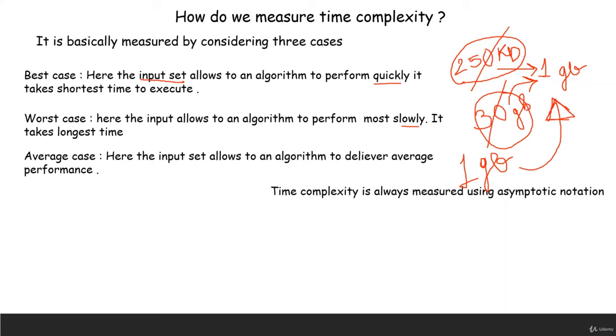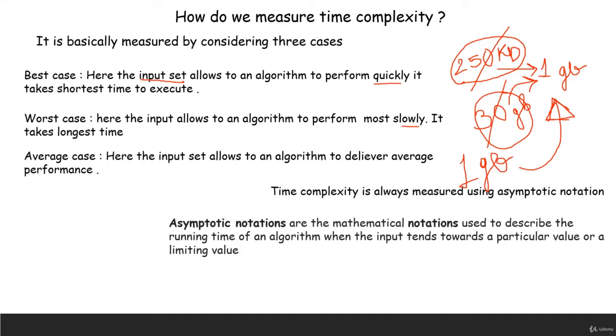Now, time complexity is always measured using asymptotic notation. So, what are asymptotic notations? Asymptotic notations are the mathematical notations used to describe the running time of an algorithm when the input tends towards a particular value or limiting value. Like this was the input, which was first 250 KB, then 30 GB, then 1 GB. This was the input. And what was the running time of an algorithm? Running time of an algorithm was the time taken to perform a certain kind of algorithm.